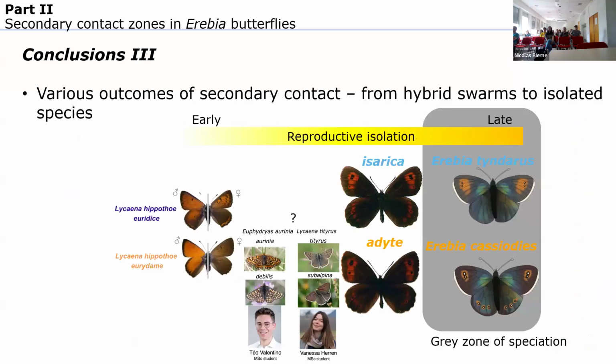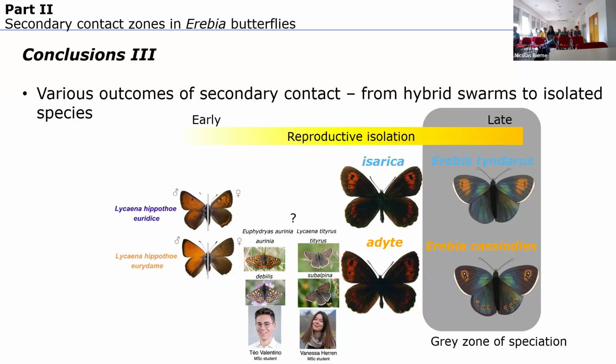Getting there. So to conclude on this part, we actually find various outcomes of secondary contacts. We have cases of hybrid swarms. I hadn't taken the time to show you this, but we have this Lycaena hippothoe subspecies, and we actually found a hybrid swarm with capturing of one of the Z chromosomes. Two cases where we have totally isolated species that, however, cannot coexist.